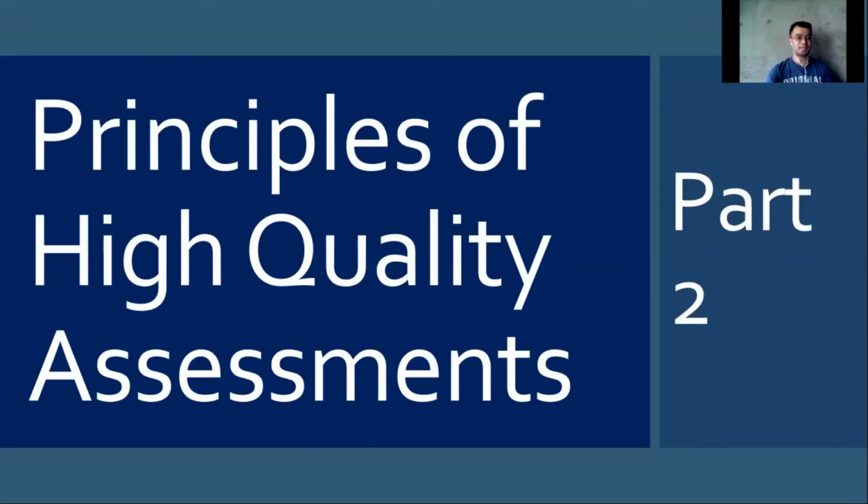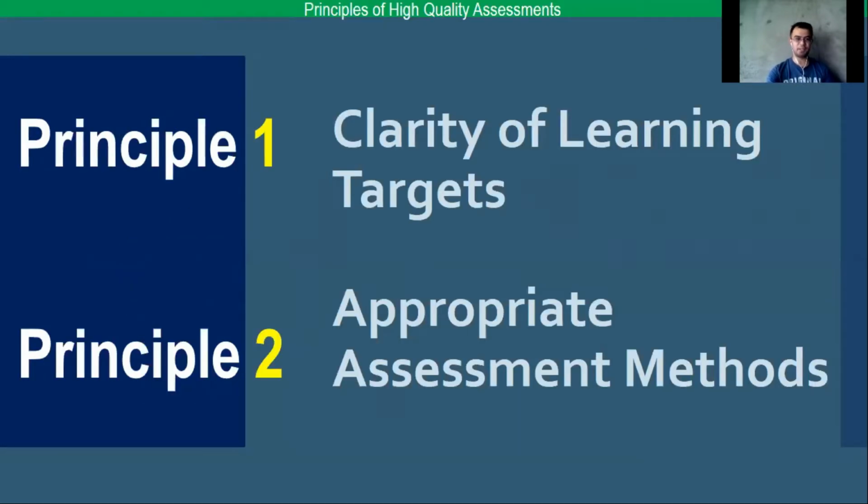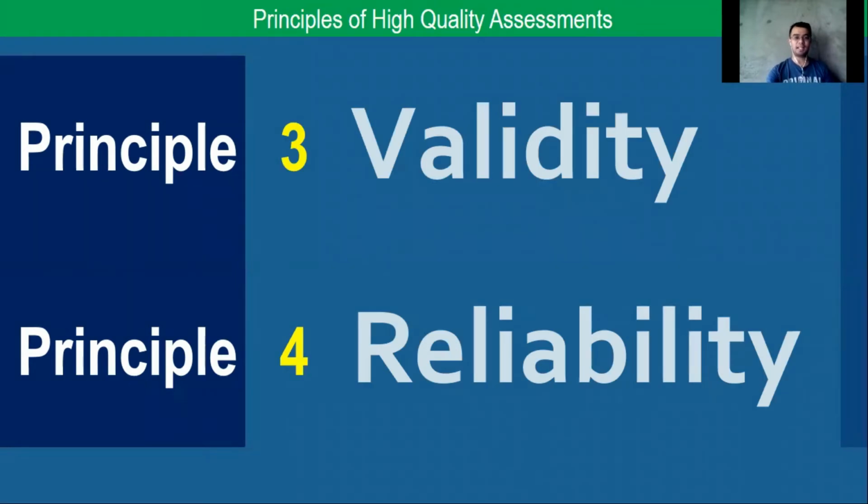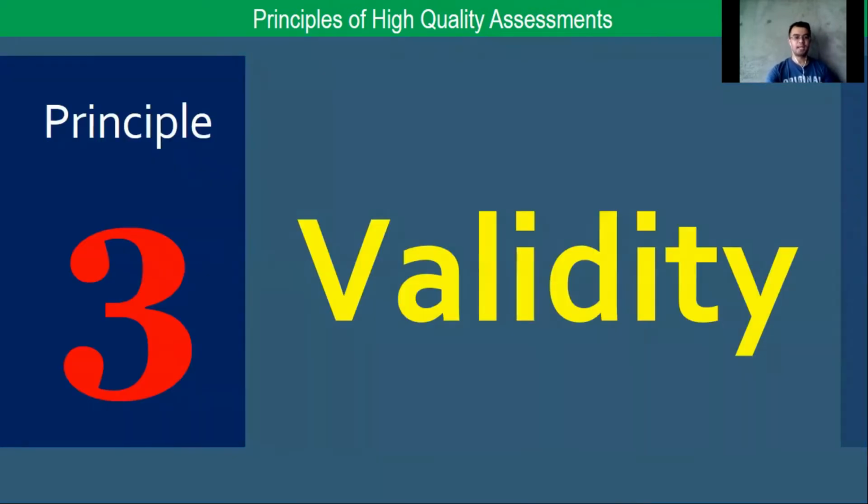Hi, welcome to the second part of our lecture video about the principles of high-quality assessments. From the previous video, we talked about principle number 1, clarity of learning targets, and principle number 2, appropriate assessment methods. Here in this lecture video, we will talk about principle number 3, which is validity, and principle number 4, which is reliability. Now let us begin with principle number 3, which is validity.